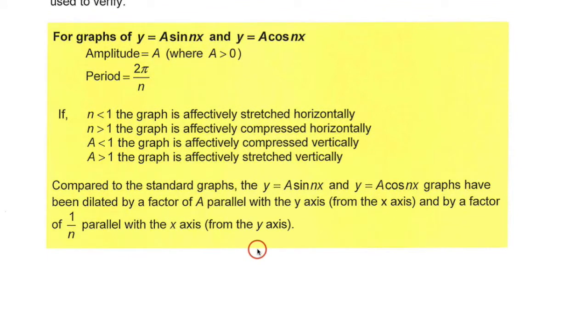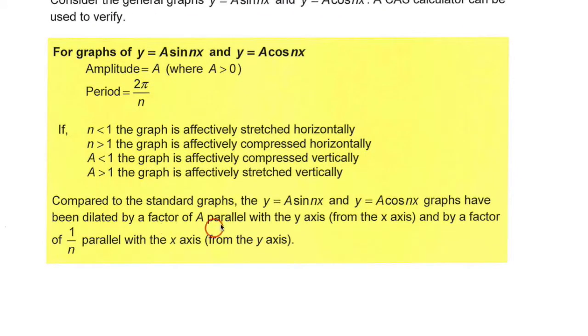The way that we describe the effect of this is that we can describe a as being a dilation factor of a parallel with the y-axis, that is, from the x-axis. So in other words, we take every y value of the points and multiply it by a. And we say that we also have a factor of 1 on n parallel with the x-axis. In other words, we're taking the x value of every point on the original graph and multiplying it by 1 on n.